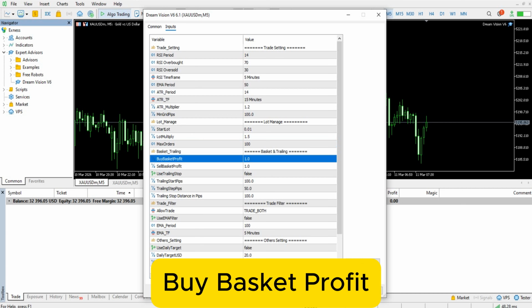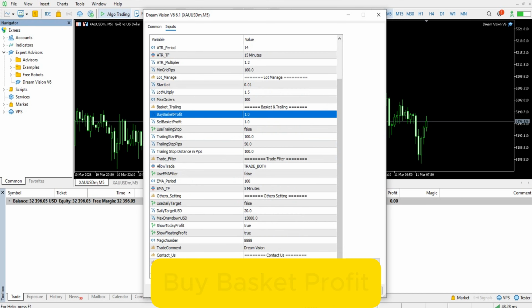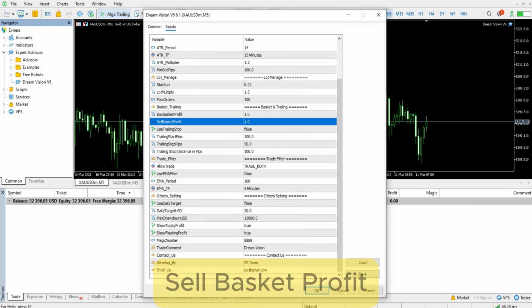Buy basket profit. When the combined profit of all buy trades reaches this target, the EA will close them automatically. Sell basket profit. The same rule applies to sell trades. Once the total profit reaches the set value, all sell positions can be closed together.